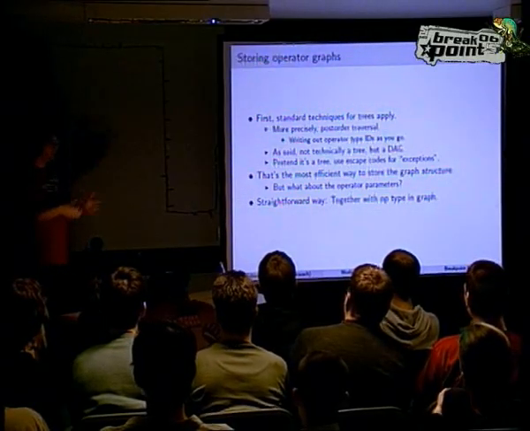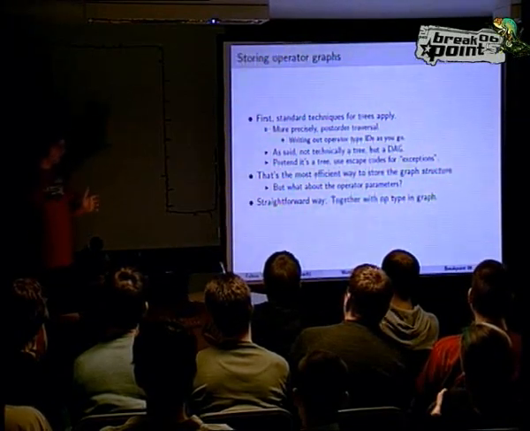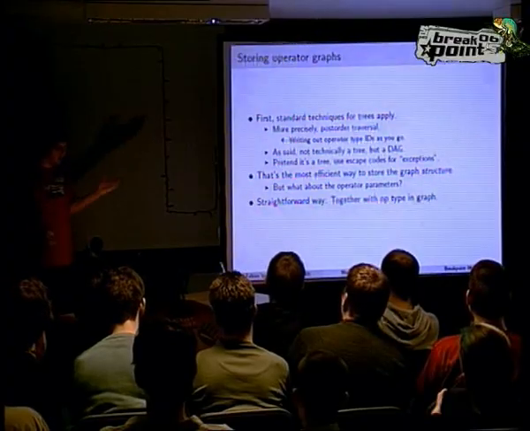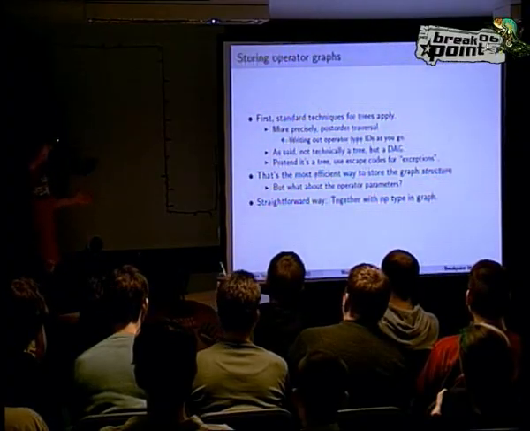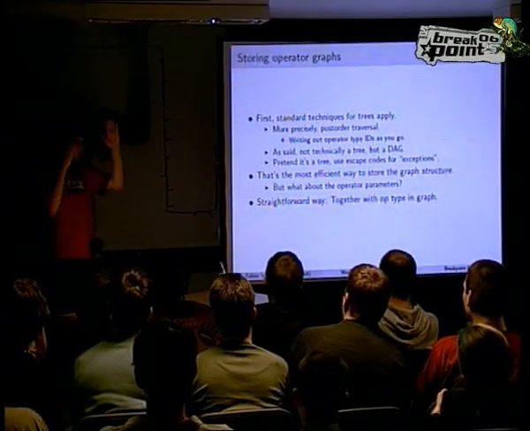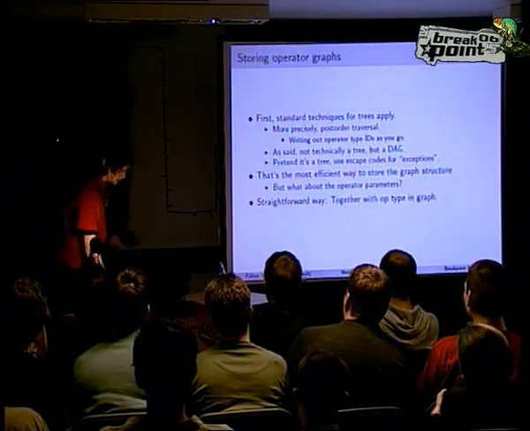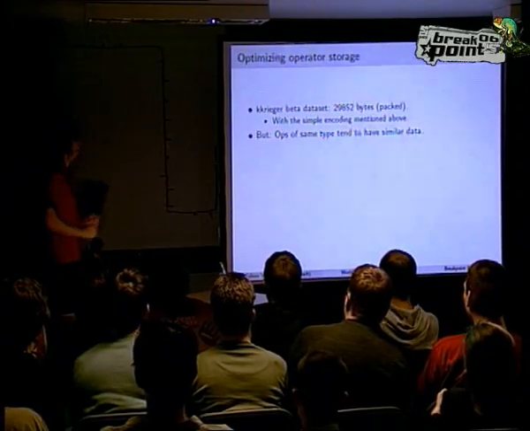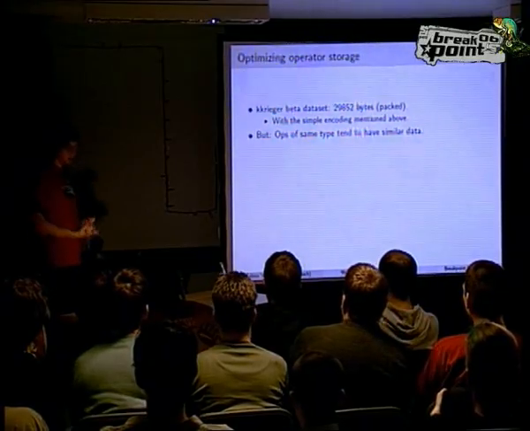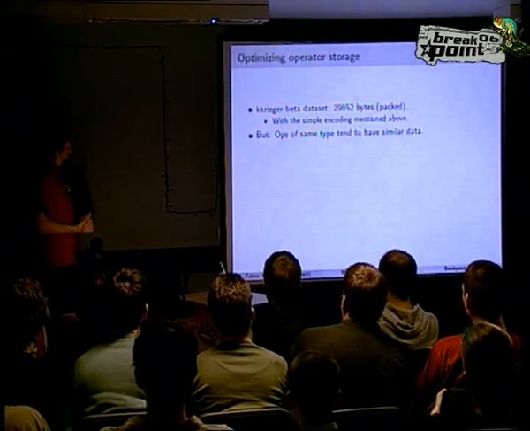Because the problem there is that those parameters are different beasts from the type IDs. They have a different structure. The straightforward way is to store that together with the op type. So you just store this op type, and then the parameters for this op, and the next op in this post-order traversal. When you do that on the data set we use in the Krieger beta version, you get about 30 kilobytes, packed again with a simple encoding I mentioned.